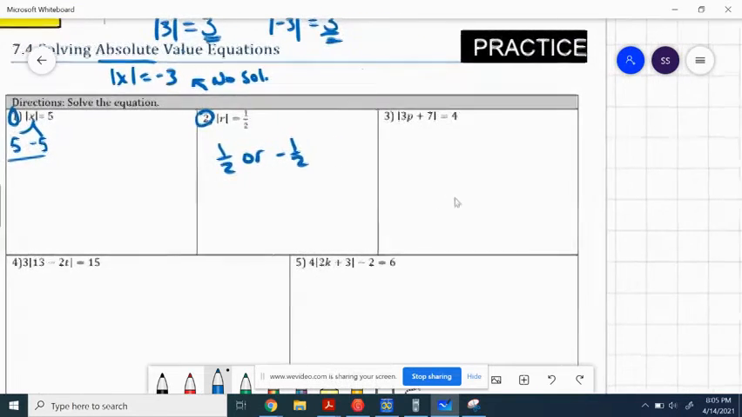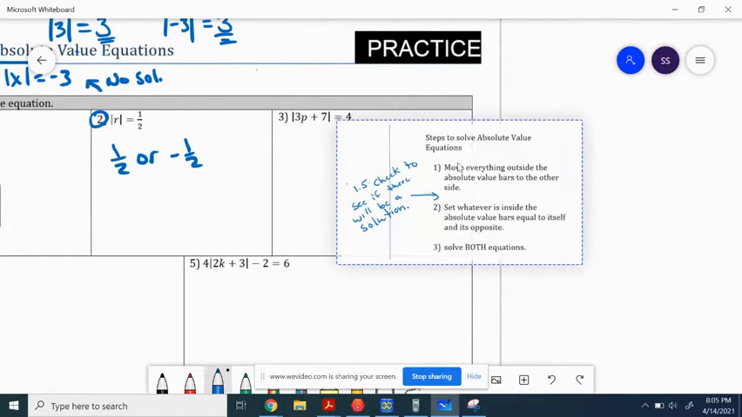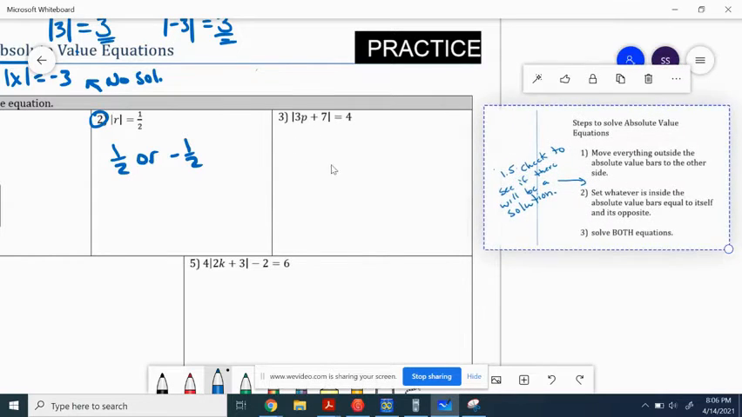All right, now we're getting into some more difficult ones. So I'm going to throw up these steps here if you like the steps. We've got steps to solving absolute value equations. Number 1, move everything outside the absolute value bars to the other side. Kind of step 1.5, I'm going to say, is check to see if there's a solution. You have to make sure it's set to a positive number. If it's set to a negative number, it's going to be no solution. Then step 2, we set whatever's inside the absolute value bars equal to itself and its opposite. It's kind of a mouthful, but we'll go through that a little bit more with this one, and then we solve both equations.